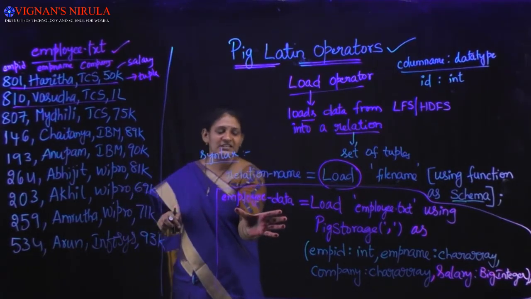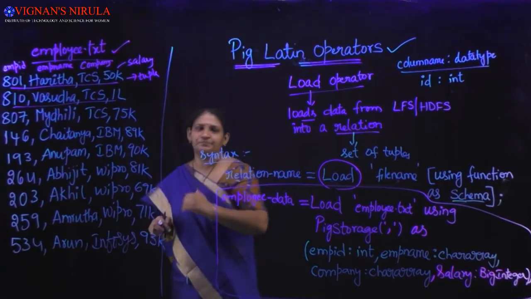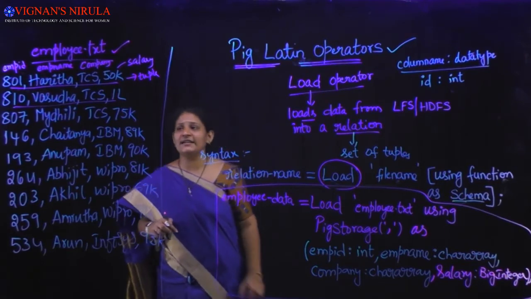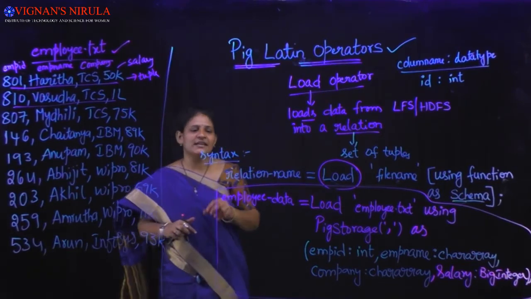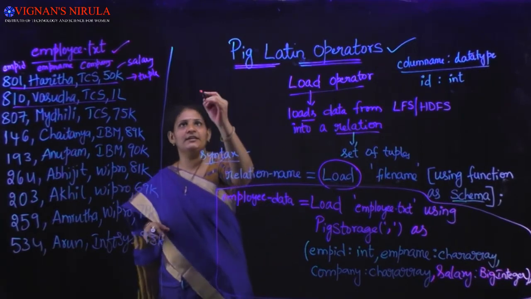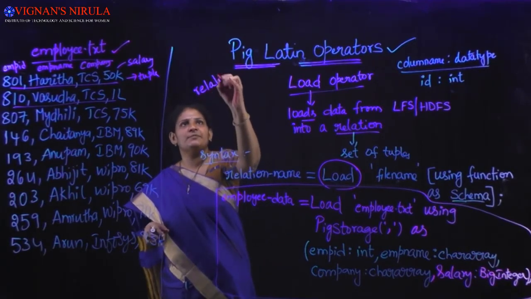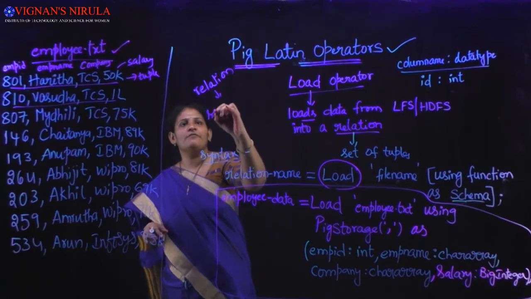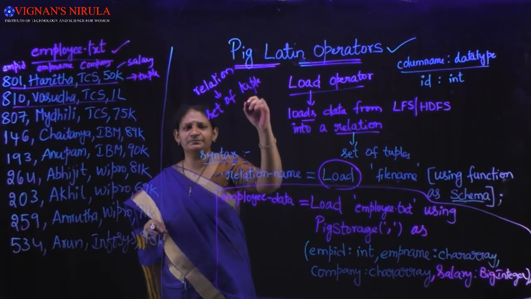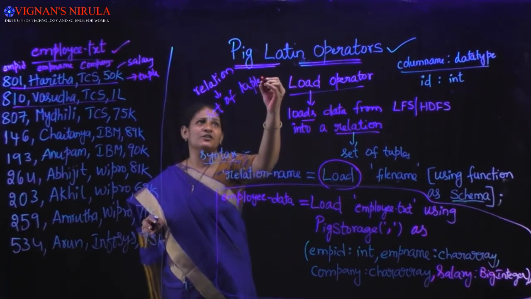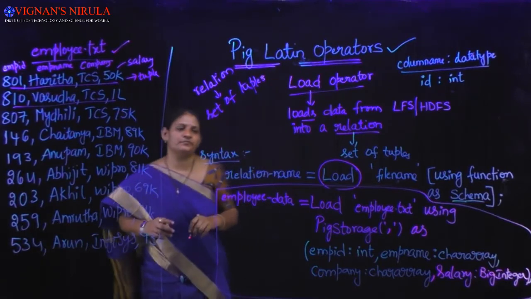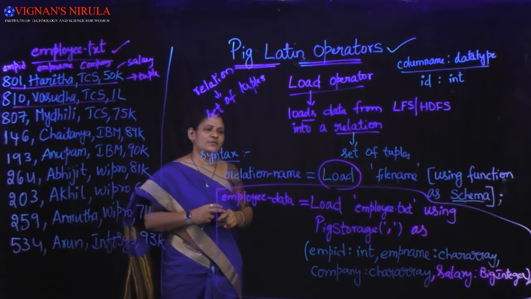Now this relation contains all this data. The employee data is the relation name here, and it contains all this data. A relation is nothing but a collection of tuples. In Pig Latin, a relation can be defined as a set of tuples. You know what a tuple is? A tuple is an ordered set of fields. Okay. So likewise, we can store the data.